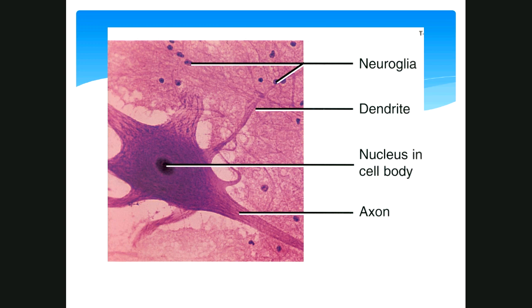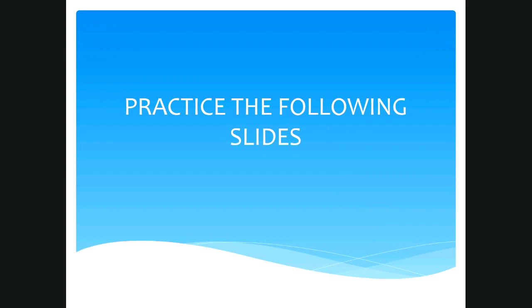So, neuron. And I only see one. And then neuroglia. And I see a bunch of those. Any questions? So that's kind of a review of histology.